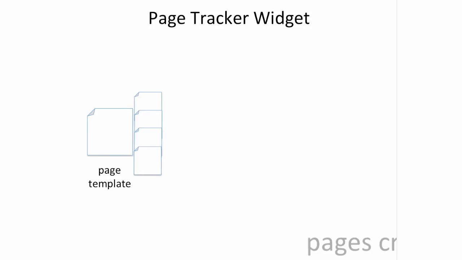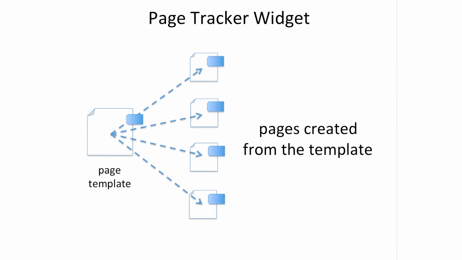So for example, if we start off with that task management process, we're going to use the page template for a task, and it's going to have a tag on it that says new. And then you create pages from that template. So you click on new, you choose the template, and you create Socialtext wiki pages, and each of them have the tags on them that help them display in the page tracker widget.